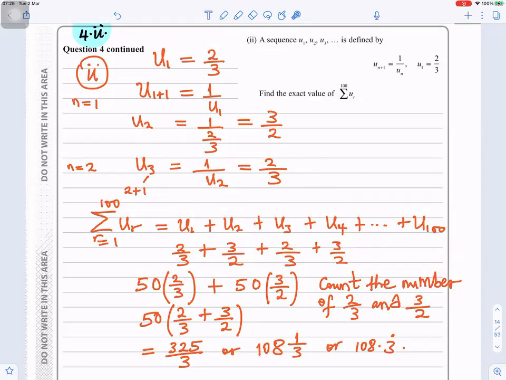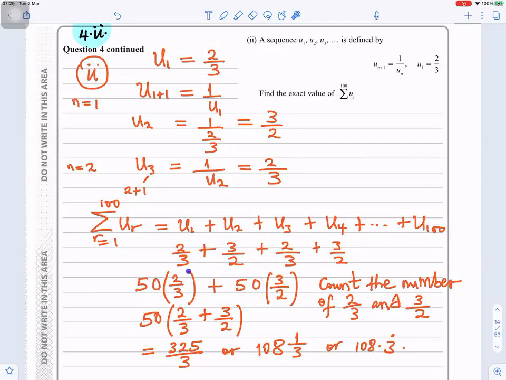100 terms. What we can do is count them. We will see how many 2 over 3 there will be. There's 2 over 3, skip, another 2 over 3, skip, another 2 over 3. So there'll be 50 of them out of 100 terms. How many 3 over 2? 3 over 2, skip, 3 over 2, skip, 3 over 2. There'll be 50 of 3 over 2, because 50 plus 50 is 100.